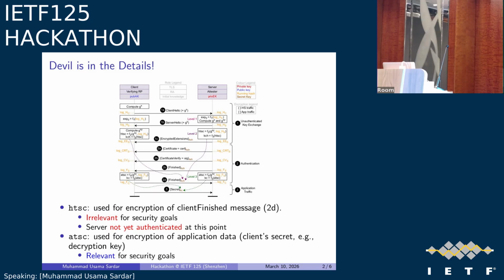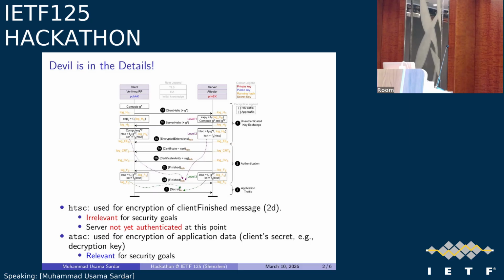Basically there are two different keys inside the TLS key schedule: the client handshake traffic secret and the client application traffic secret. The key point here is that the handshake traffic secret is used to encrypt the handshake messages, which is irrelevant for security. It doesn't matter whether you encrypt these messages or not from a security perspective. They are not important for security, but they are important from a privacy perspective.